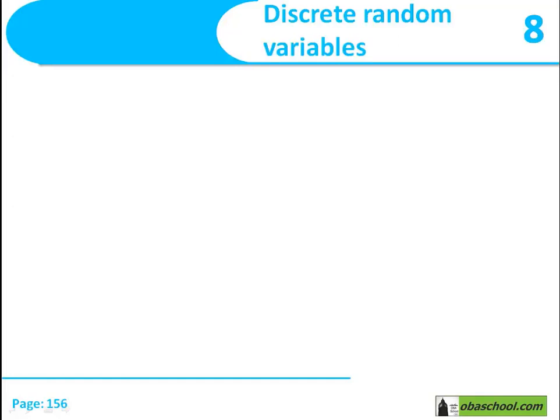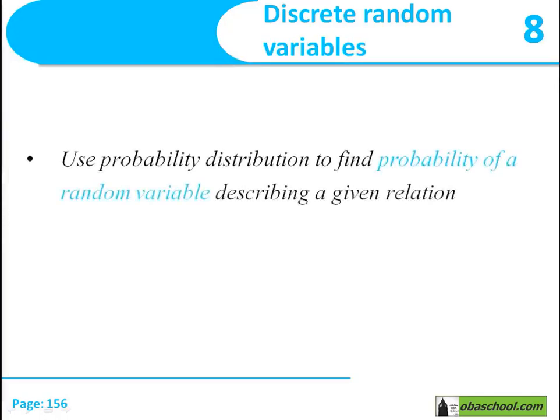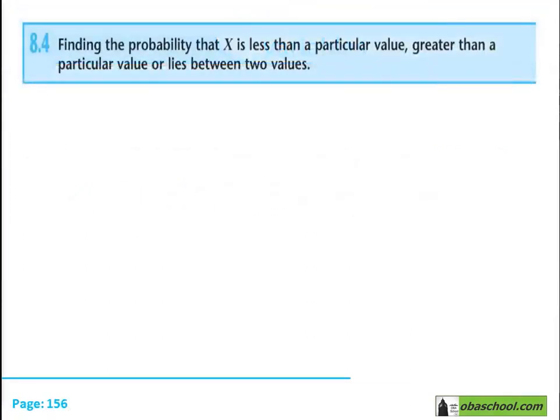Chapter 8 Discrete Random Variables. In this tutorial, we will learn how to use the probability distribution to find the probability of a random variable describing a given relation. Look at this description. Finding the probability that x is less than a particular value, greater than a particular value, or lies between two values. So, probability of x less than a, or probability of x greater than b, or probability of x when it lies between two values which are a and b.